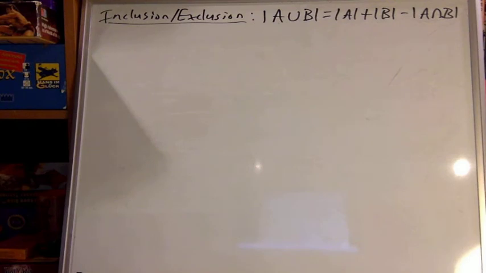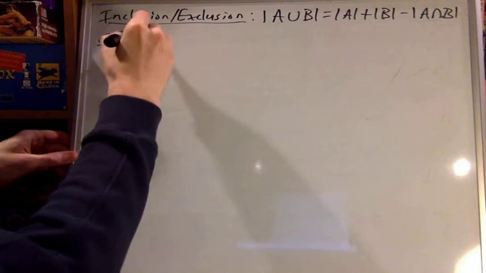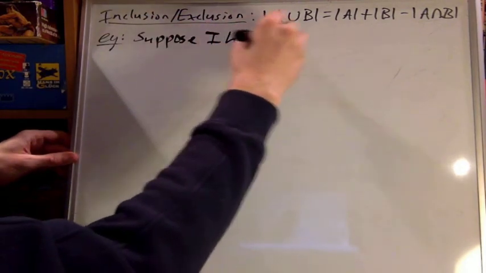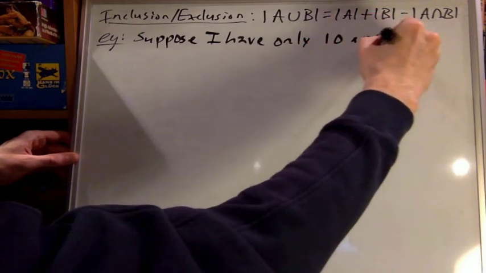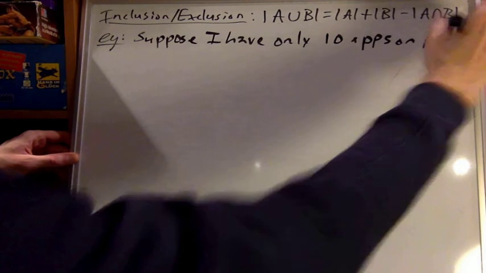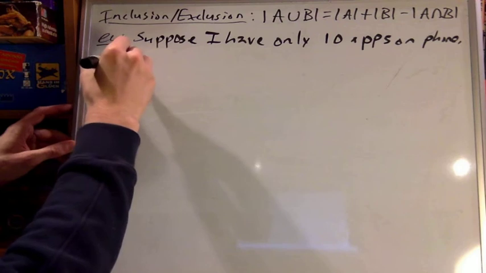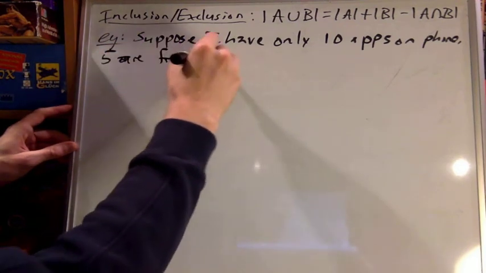Again, like all of these, this is complete fiction. We're going to suppose that I have only 10 apps on my phone. This is obviously totally fictitious because there's no way that I could have that few apps. Now, since we're already in fantasy land, let's just pretend that 5 are free and 7 are games.